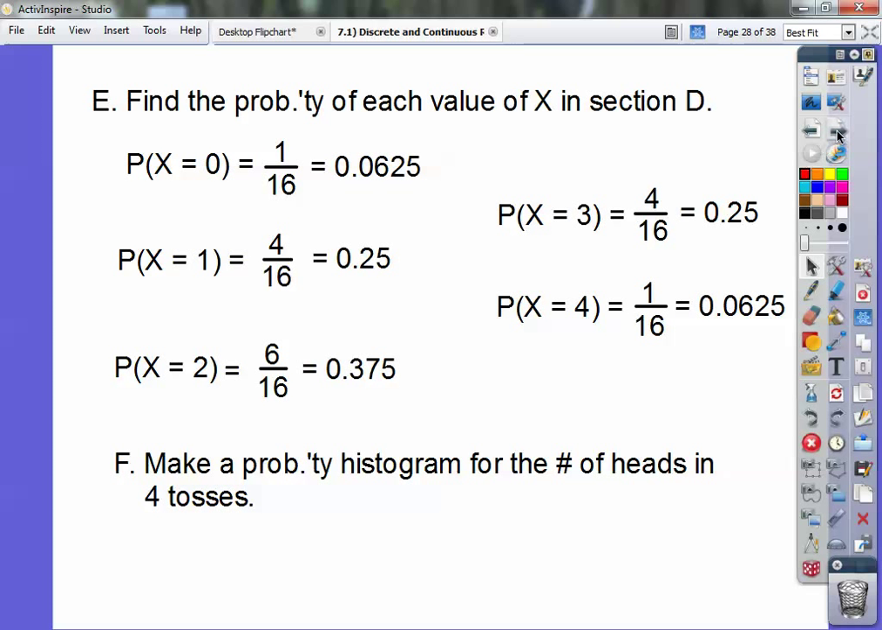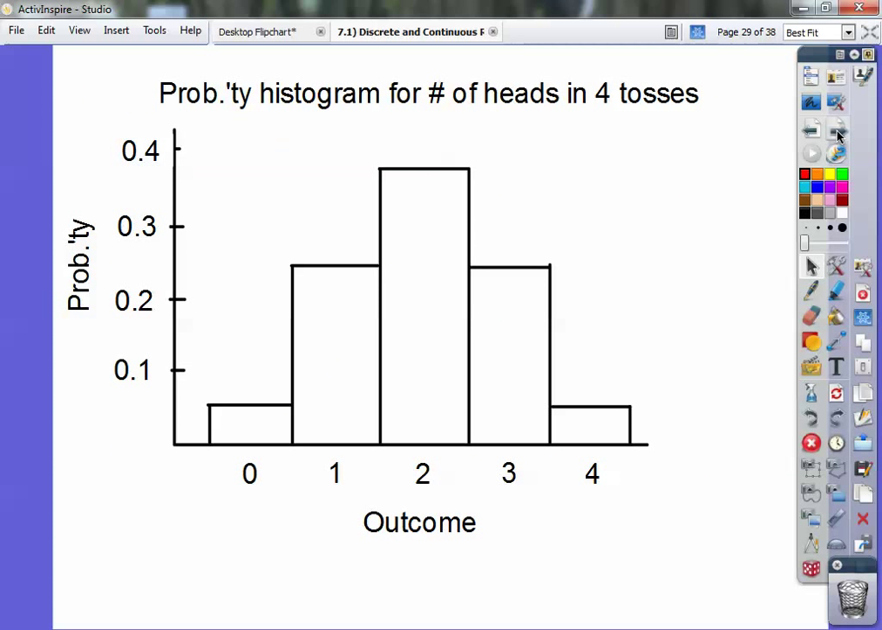So here it is right here. I did it all at once right there. Okay, there's my probability histogram. You probably want to pause so you can write that down. That's the probability histogram. Go ahead and pause.